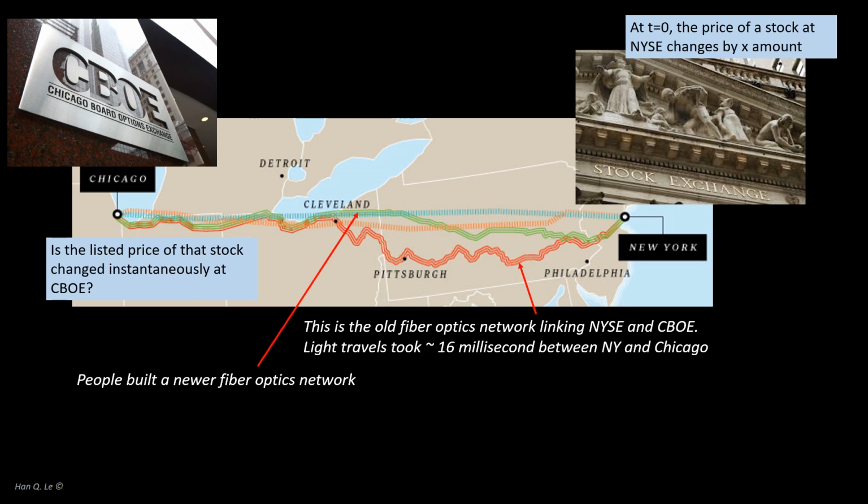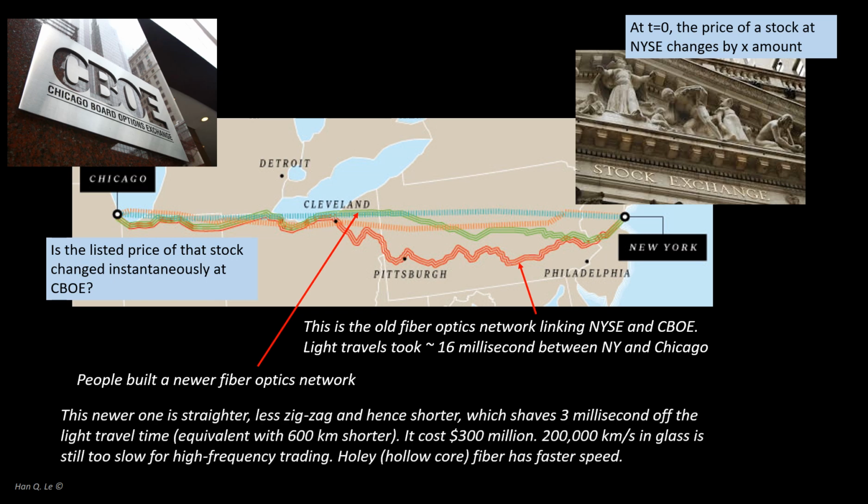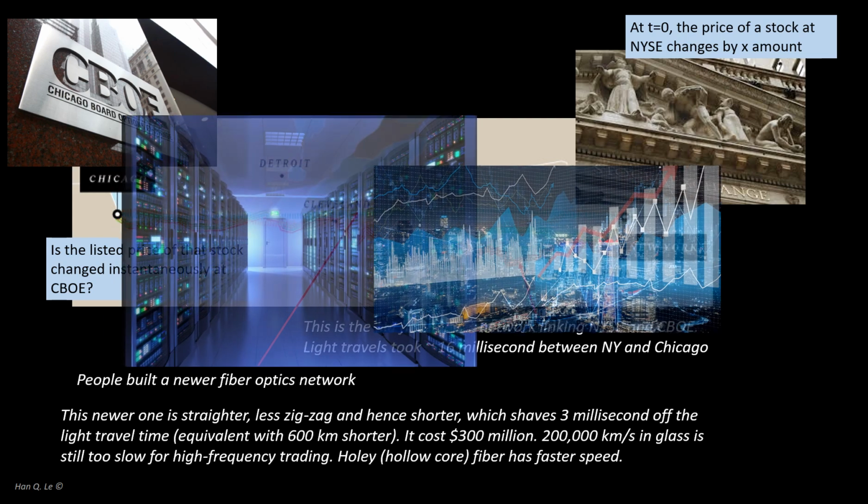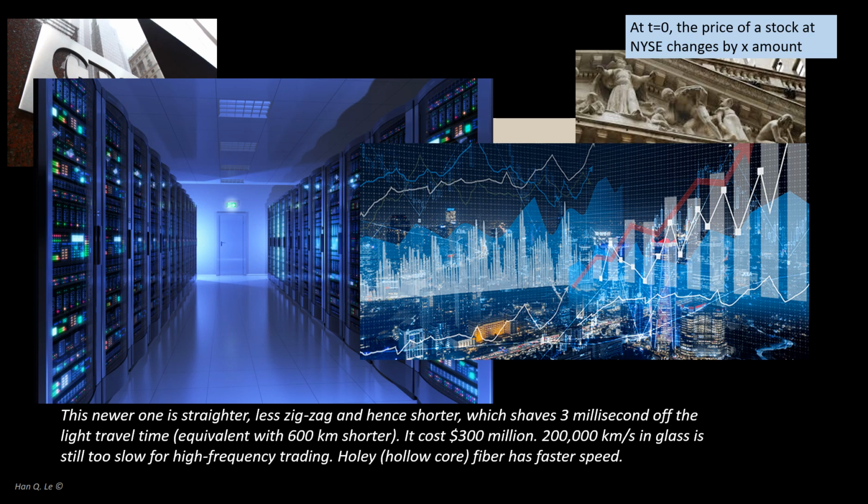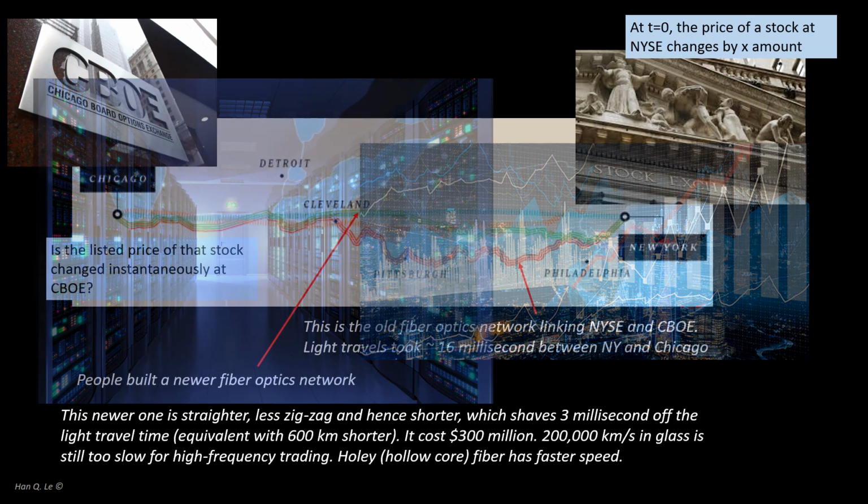The upgraded optical fiber network shaved the latency from 16 to 13 milliseconds, that is, 3 milliseconds faster. Saving 3 milliseconds was deemed to be worth $300 million for the price of the network. In the world of high-frequency trading, where securities are bought and sold on the microsecond scale, a millisecond appears to be a large time lag indeed. And that is not the end of the story.